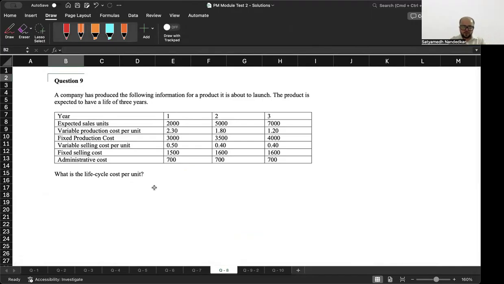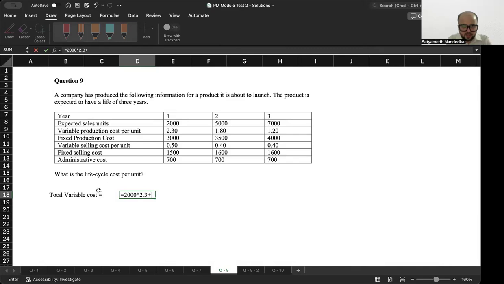Now, a company has produced the following information for a product which it is about to launch. The product is expected to have a life of 3 years. What is the expected life cycle cost per product? Okay. So first of all, total variable cost. How will I get it? 2000 units in year 1 into 2.3 plus 5000 into 1.8 plus 7000 into 1.2. That's my total variable cost.